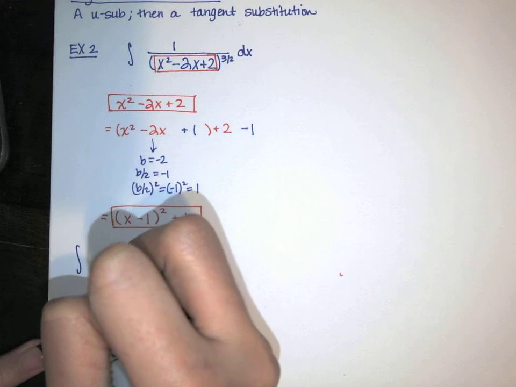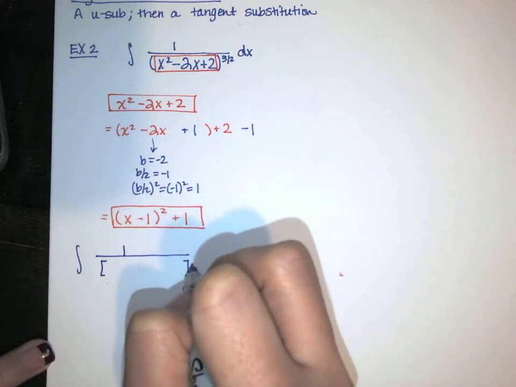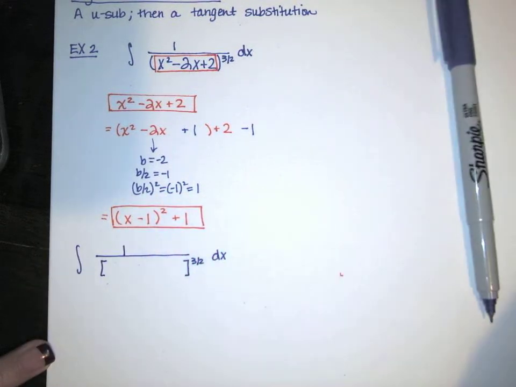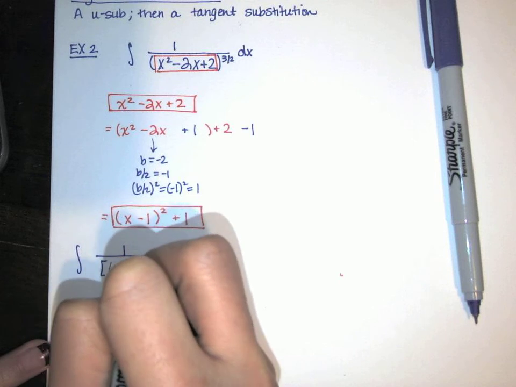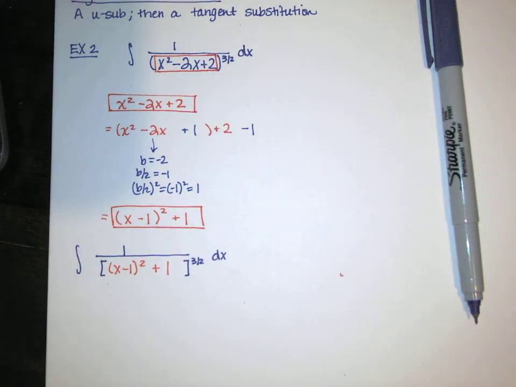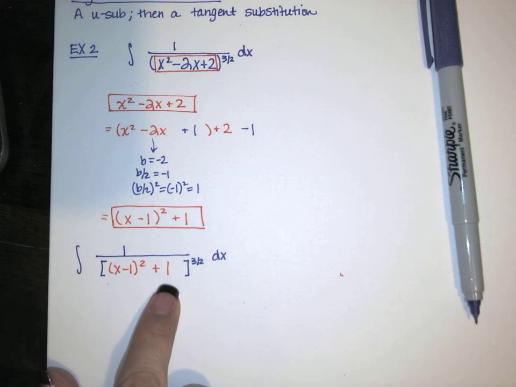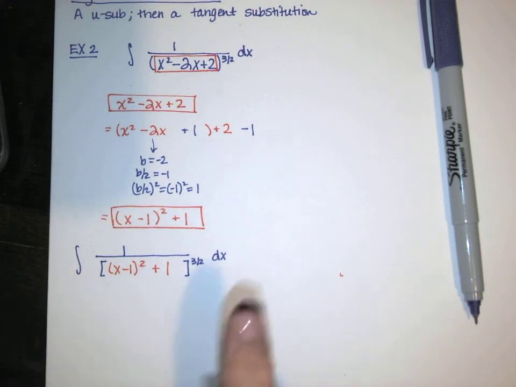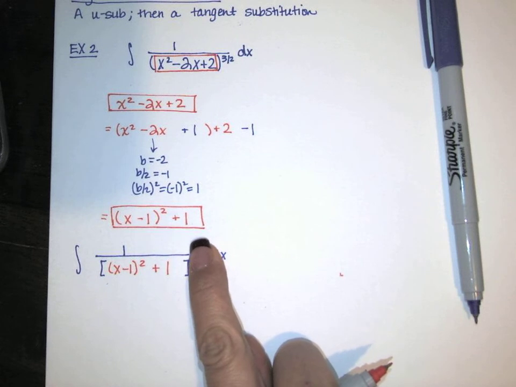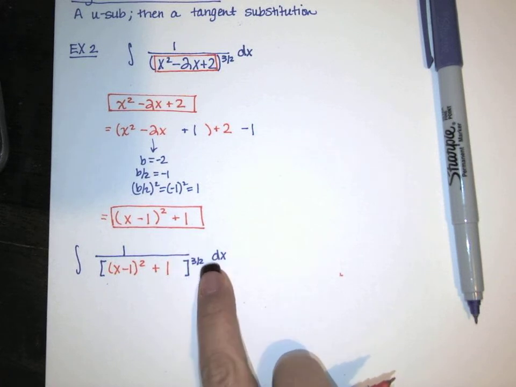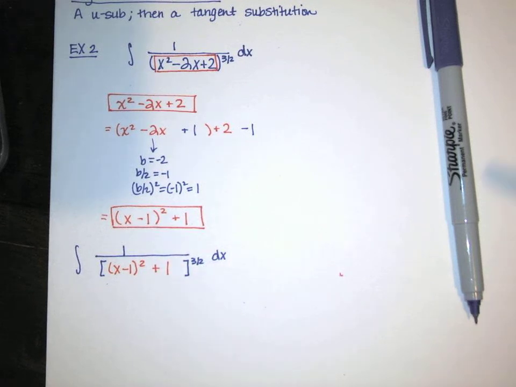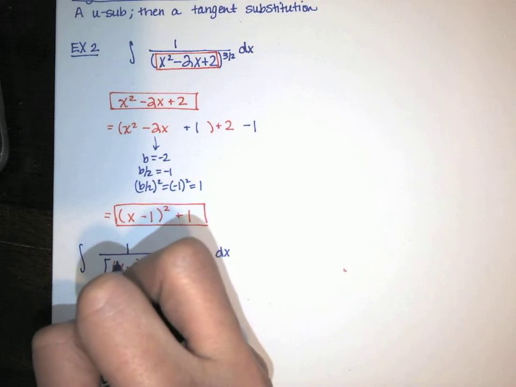And then of course I always ask myself, all right, if I do that, do I have a rule for that? You might say, not yet. But notice there's a u squared plus a squared right there. U squared plus a squared kind of looks like an arctan. Now if there was no 3/2 there, it would be an arctan. It would be a u-sub and then an arctan. But there's a 3/2. So we're going to do the u-sub, and then after the u-sub it's going to be a tangent trigonometric substitution. So first let's do our u-sub.